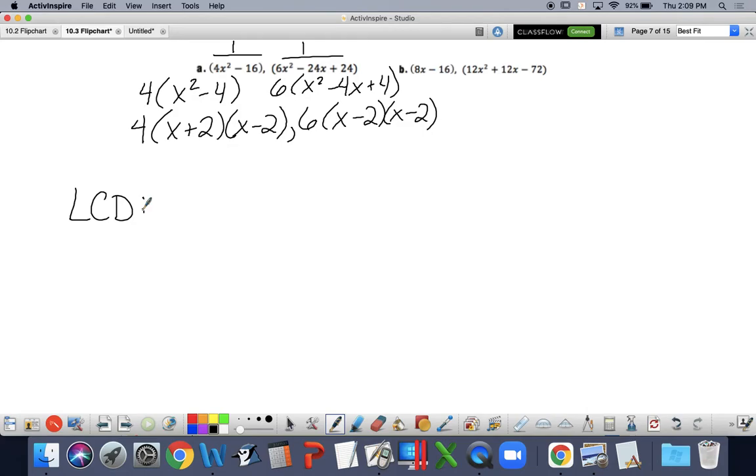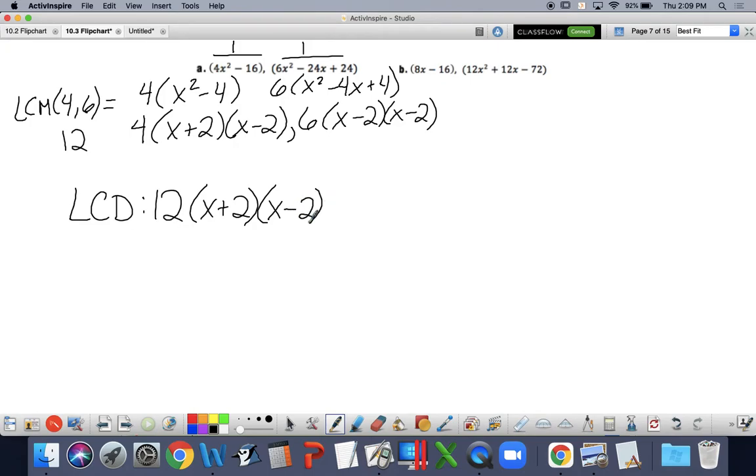Let's first look at the 4 and 6. What's the least common multiple for 4 and 6? 12, exactly. We're thinking of a bigger number that is divisible by both 4 and 6, so I have to put a 12 in my least common denominator. This first fraction says you need an x plus 2 in your denominator, so I better add it in. It also says you need an x minus 2. Let's add that in.